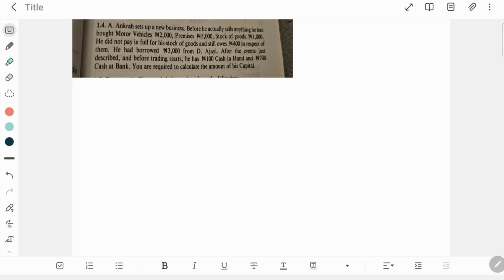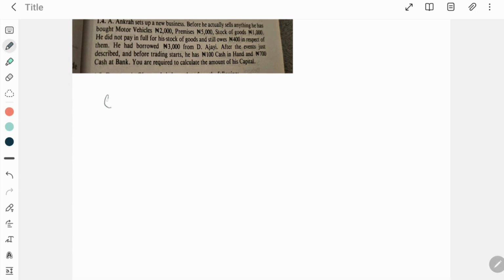Capital, in accounting, is known as the amount that you have mainly for the running of the business. Okay, so we're going to start off by opening different ledger accounts. The first thing we're going to do is to open the equipment account. And you know that according to the double entry bookkeeping system, for every debit entry there must be a corresponding credit entry. So we have debit, credit.